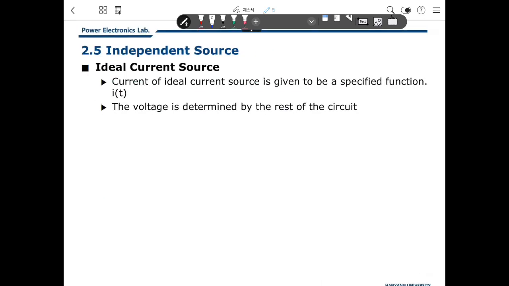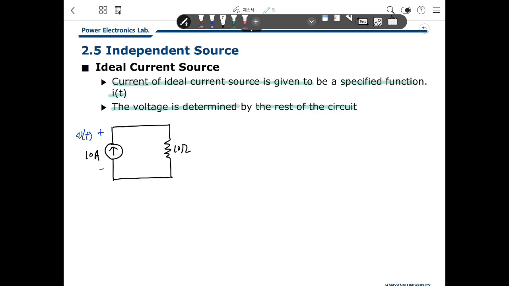So in the case of the current source, the current of the ideal current source is given as a specific function of IT. Then the voltage is determined by the rest of the circuit. In the same way, I can give you an example. We can assume that this is a current source. The value is 10 amp. Then I don't know how much the voltage is here, Vt.